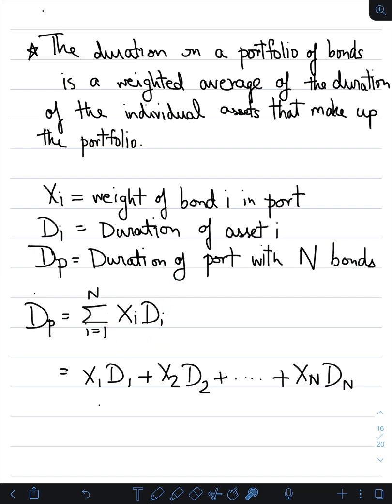If you've forgotten, I just expanded it as well. That's the same thing as x1 times d1, which is the weight in bond 1 times the duration of bond 1, plus the weight in bond 2 times the duration of bond 2, plus so on up to xn dn, which is the weight in bond n times the duration of that bond. And so basically by using this characteristic, we could create a portfolio with any duration we'd like. We'll go ahead and see how we do that.